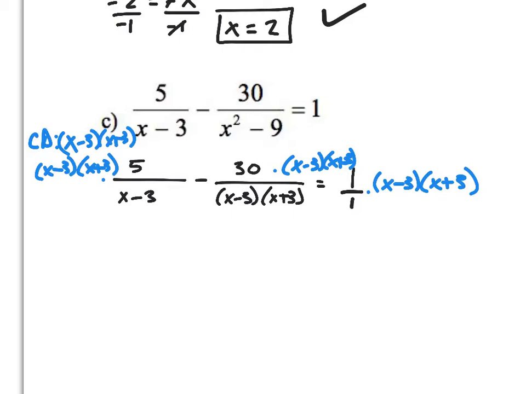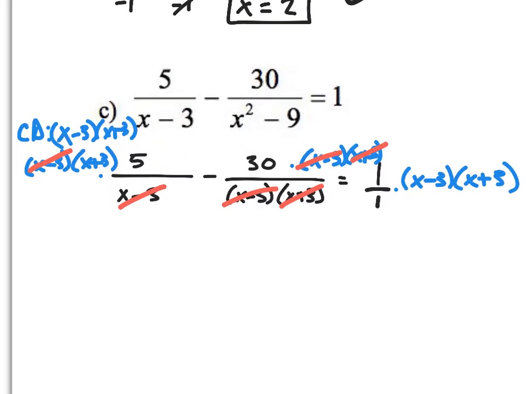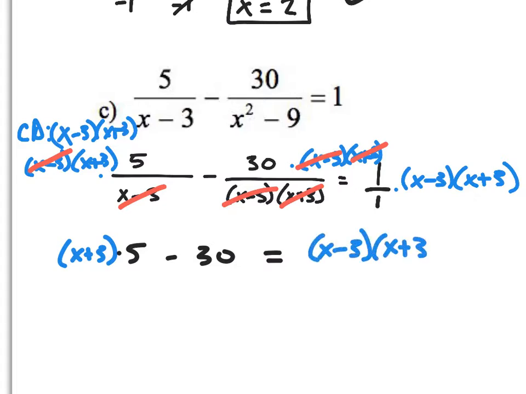So what I notice here is that the x minus 3's divide out here. Everything divides out on this term, and then nothing divides out here. So what we're left with is x plus 3 times 5 minus 30 is equal to 1 times all that, which is just going to be x minus 3 times x plus 3.